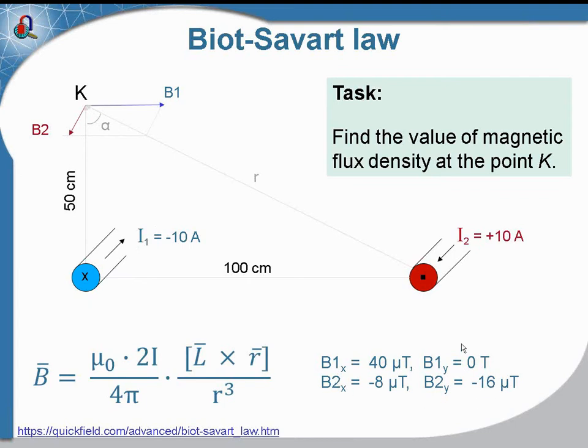And here you can see the components of the magnetic flux density vector calculated using the Biot-Savart law. B1 is the flux density induced by the left conductor with current I1, and B2 is the flux density induced by the second conductor. Let's simulate this case with QuickField.